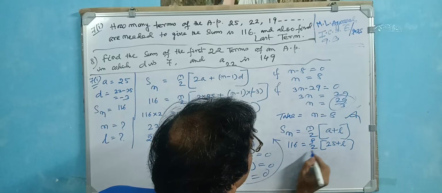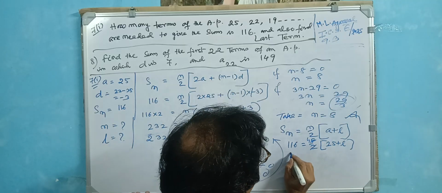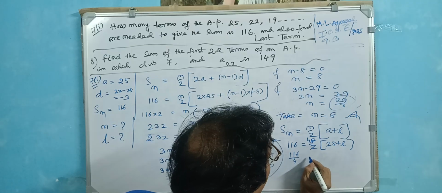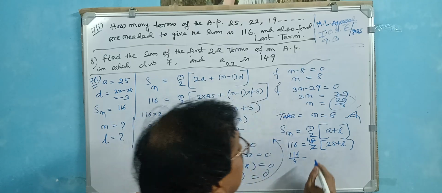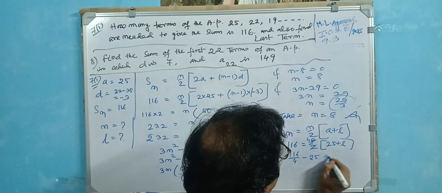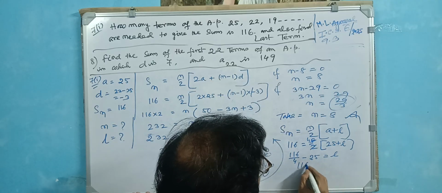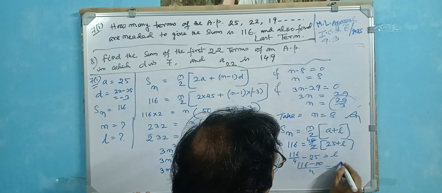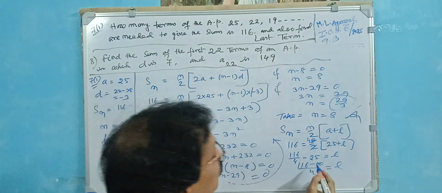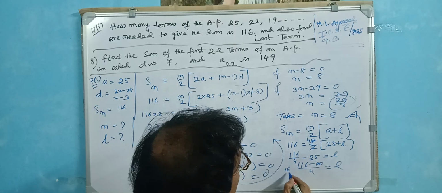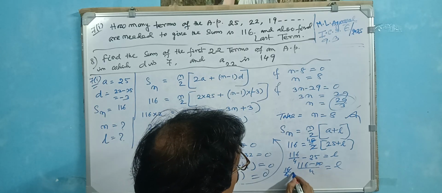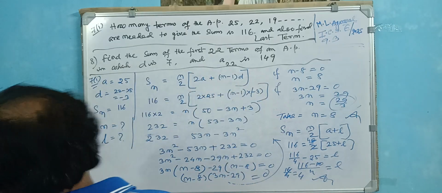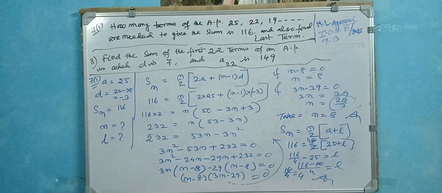So this is 116 by 4 minus 25, that is l. So this is (116 minus 100) by 4, that is l. So this is 16 by 4, which is 4. What is the value of the last term? The last term is 4.